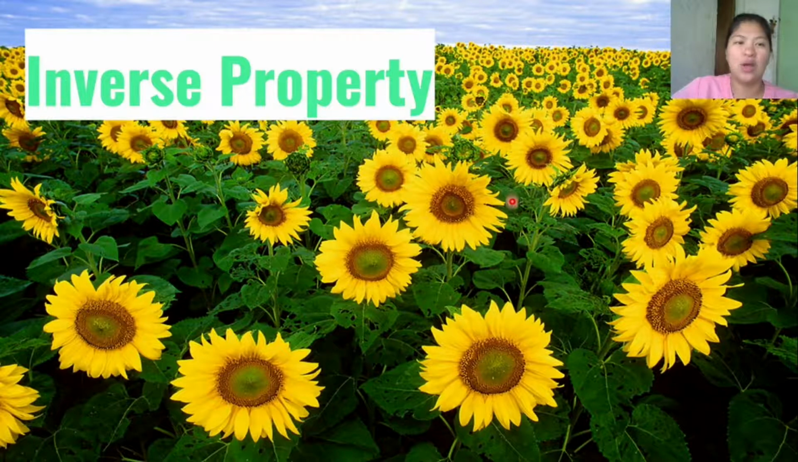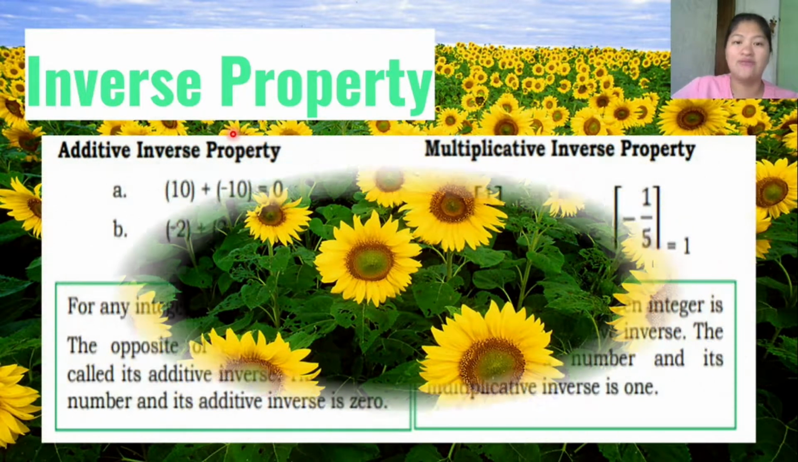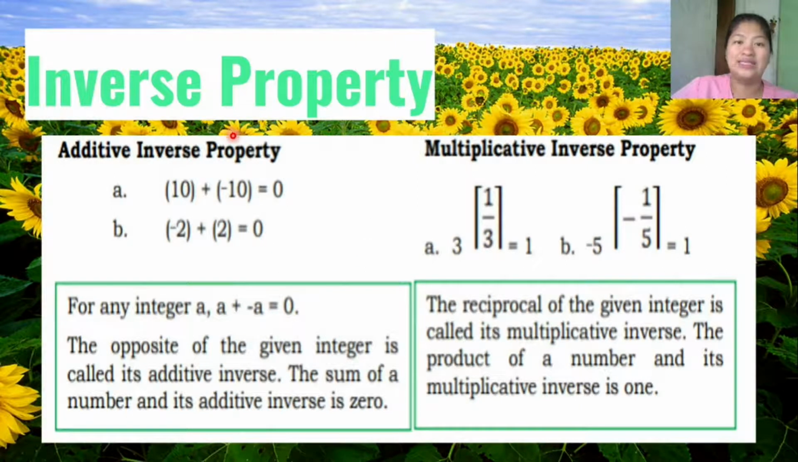What do we call inverse? From the word inverse, in Tagalog, kabaligtaran. So, let's start with the additive inverse, or the inverse property of addition. What it says is, A plus, let's add its inverse, kabaligtaran, negative A. In other words, the opposite. When we add the two, the answer will be 0. So, that means the opposite of the given integer is called its additive inverse. And the sum of a number and its additive inverse is 0.